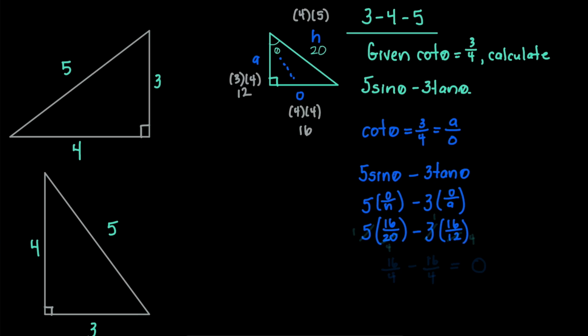This is where you need a little bit of finesse when it comes to simplifying. So 5 and 20 are both divisible by 5. So 5 simplifies to 1 and 20 simplifies to 4. So here we have 16 over 4. 3 and 12 are both divisible by 3. So 3 simplifies to 1 and 12 simplifies to 4. So this is again 16 over 4. 16 over 4 minus 16 over 4 is equal to 0.